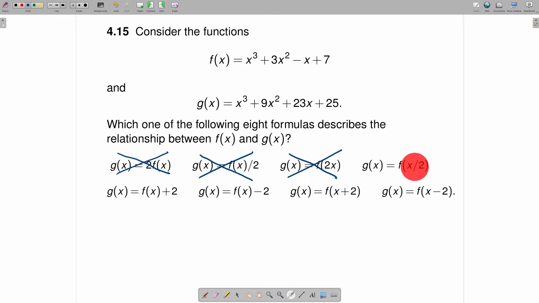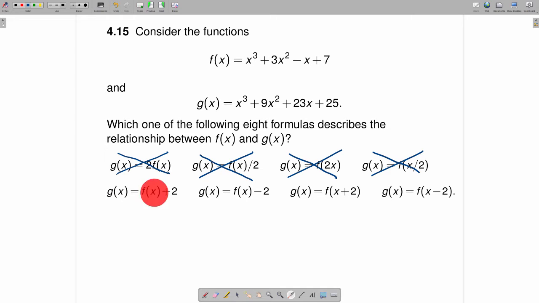Same thing on the next one. If you were to take f and plug in x over 2 everywhere you see an x, you would have x cubed divided by 8 as the first term. And notice you don't have x cubed divided by 8 as the first term. So that one gets eliminated. Next one.